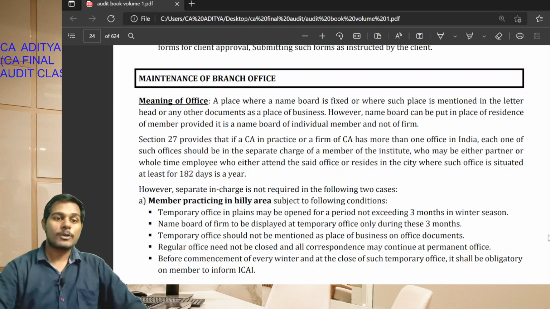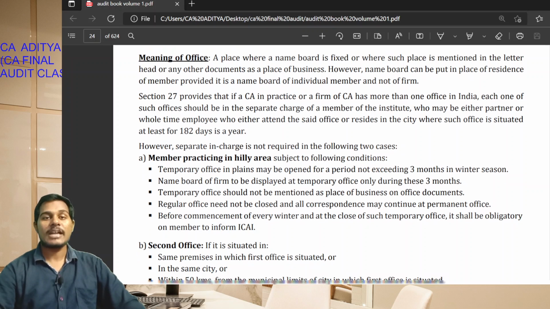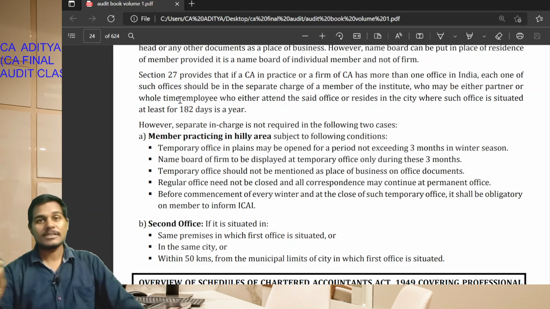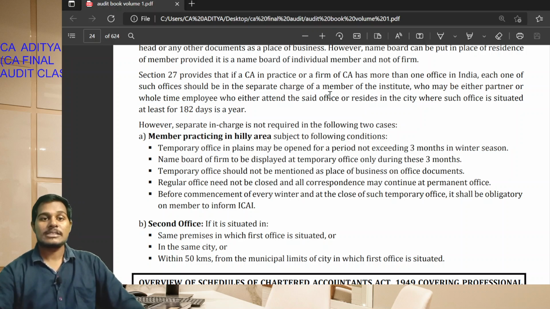Section 27 provides that if a chartered accountant in practice or a firm of chartered accountants has more than one office in India, see students, as per Section 27, each one of such offices shall have a separate chartered accountant, a member of the institute, who can be either a partner or a whole-time employee, who shall attend.